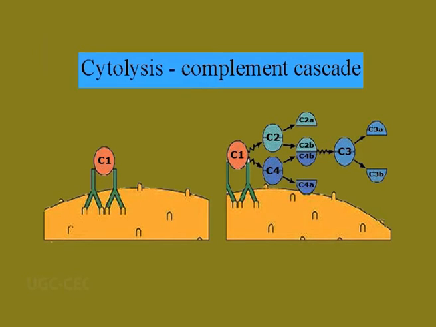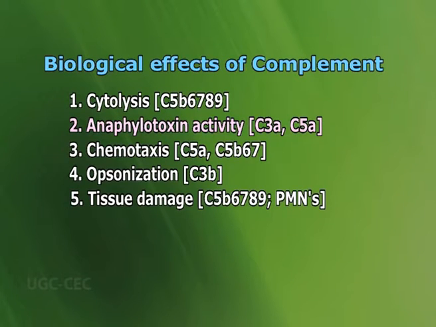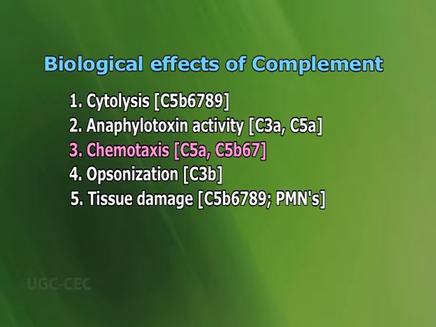Cytolysis can be defined as destruction of target cells by lysis of the cell membrane. This is termed cytotoxicity in the case of nucleated cells, hemolysis for red blood cells, or bacteriolysis in the case of bacteria. Let us see anaphylatoxin activity. It is stimulation of mast cells to release histamine and other substances, resulting in increased capillary permeability and local accumulation of fluid in the tissue. Now, let us see chemotaxis.